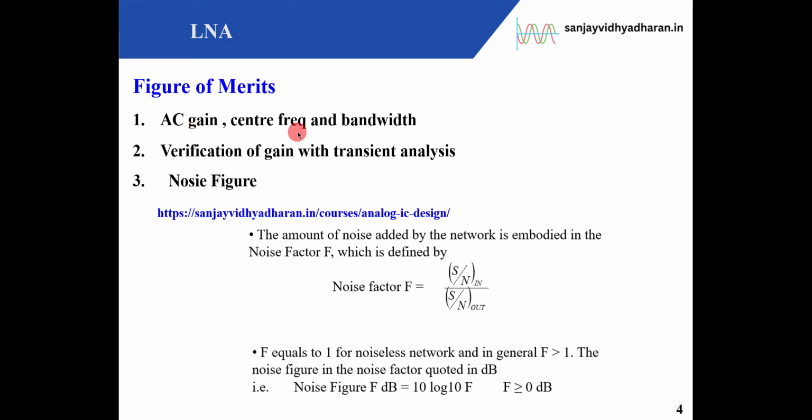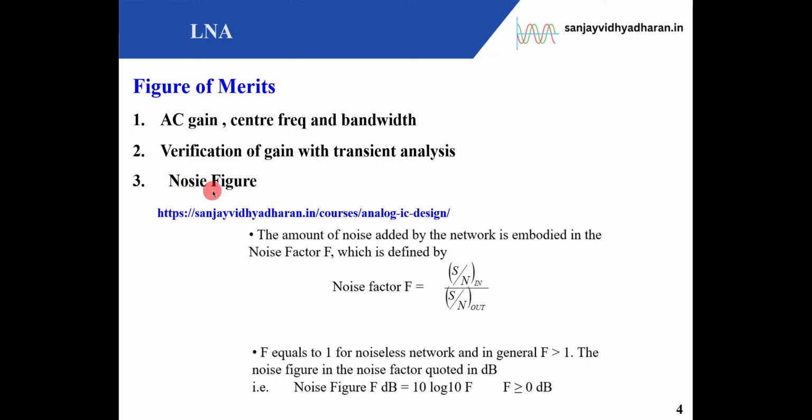Once we get the AC analysis correct, the next thing we should do is a transient analysis and verify that we are getting a correct signal at the output. There is no clipping which can generate higher harmonics. So we should verify that in the transient analysis we are getting the same gain as that of the AC, and there is no distortion there. That distortion can be seen in the transient analysis.